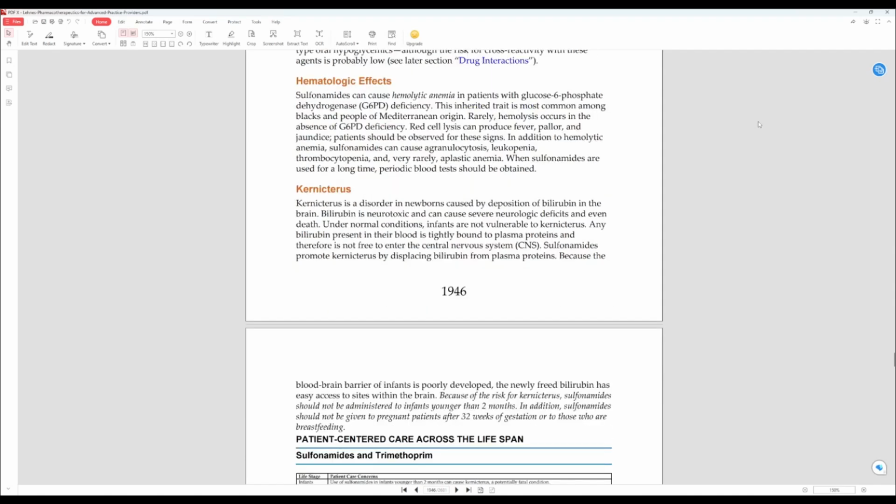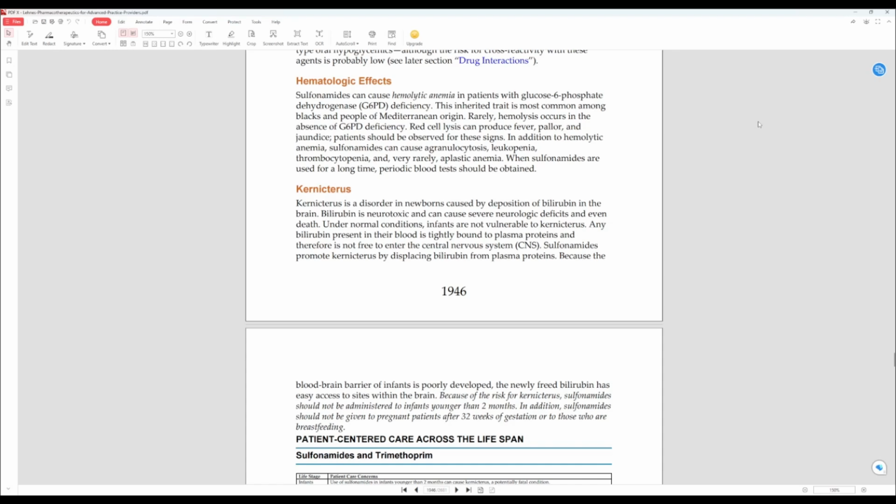Its hematologic effects. Sulfonamides can cause hemolytic anemia in patients with a glucose-6-phosphate dehydrogenase deficiency. This inherited trait is most common among Blacks and people of Mediterranean origin. Rarely, hemolysis occurs in the absence of G6PD deficiency. It can produce a fever, pallor, and jaundice. Patients should be observed for these signs.